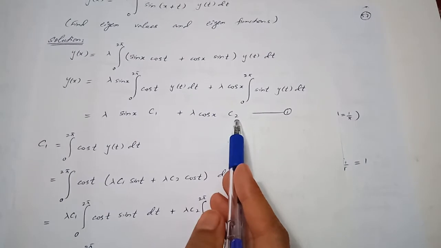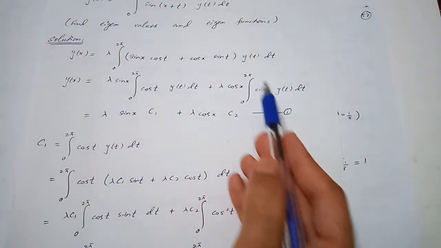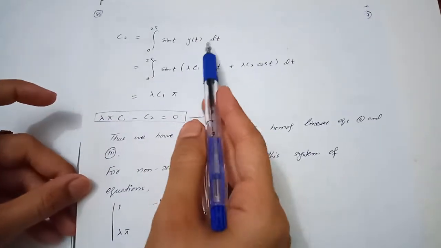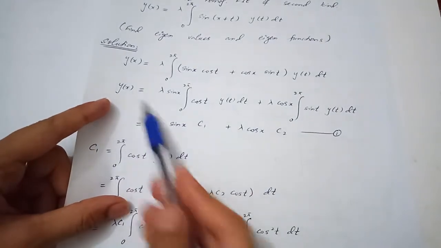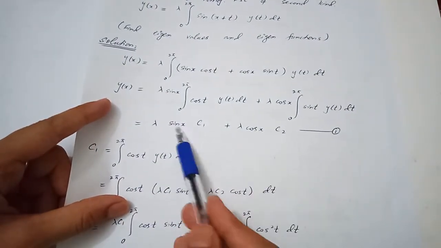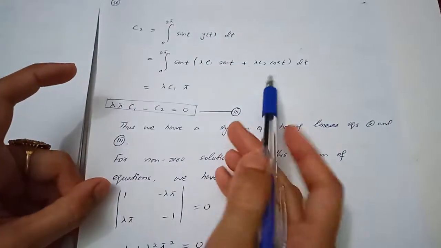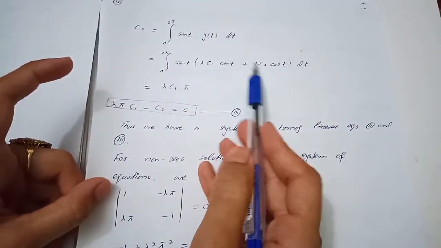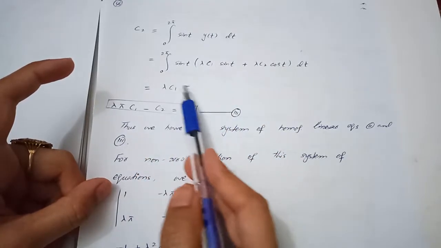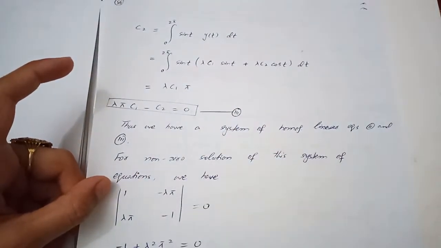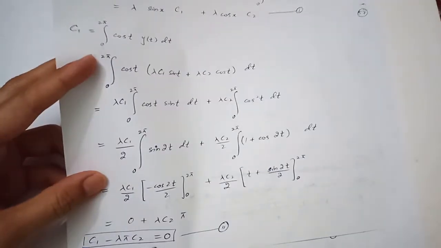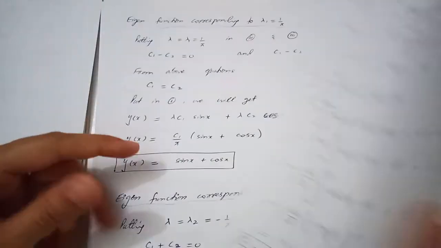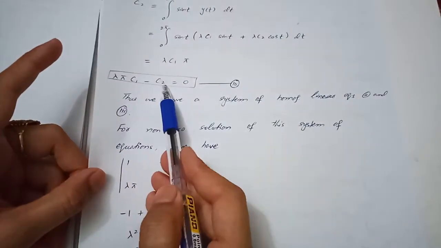Similarly, c2 is the integral from 0 to 2π of sin t y(t) dt. Write it here and plug in the value of y(t) again. Your y(x) is this one, so y(t) will be obtained by just replacing x with t. After plugging in the value, separate the integrals into two functions, integrate, and apply the limits of integration. We get this equation 3. Thus, we have two equations, equation 2 and equation 3, in terms of c1 and c2.